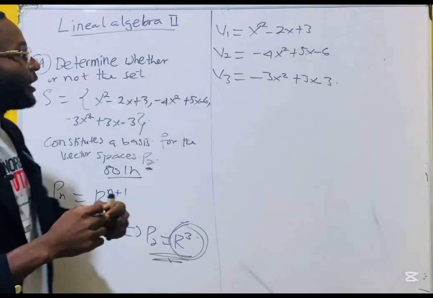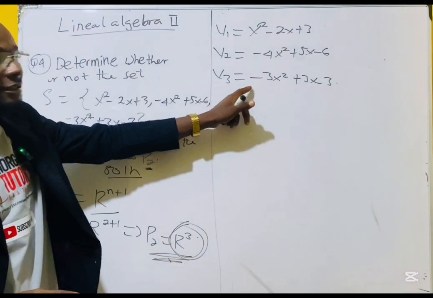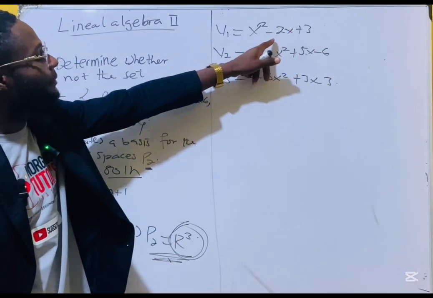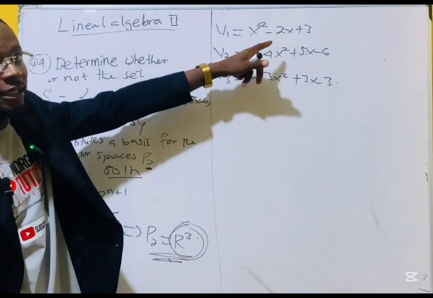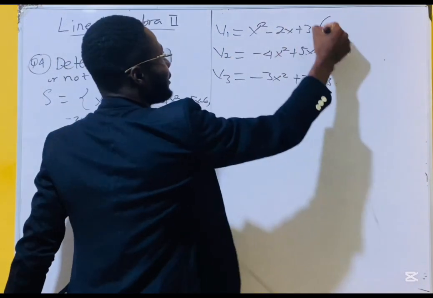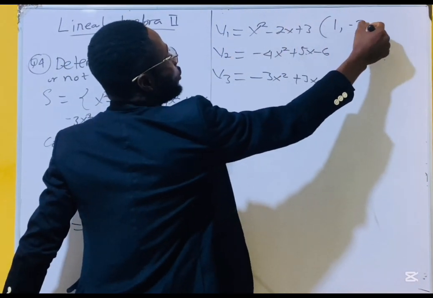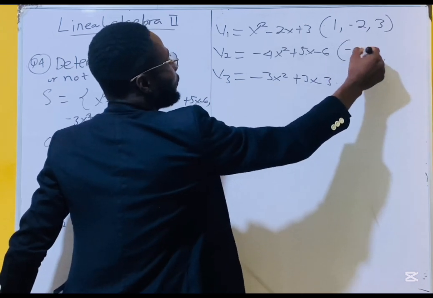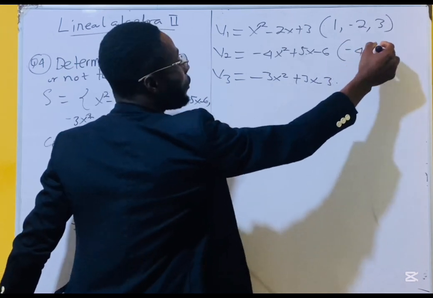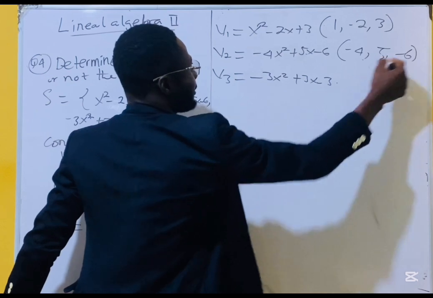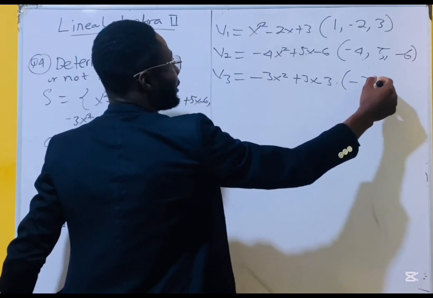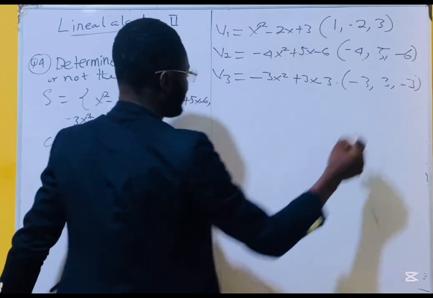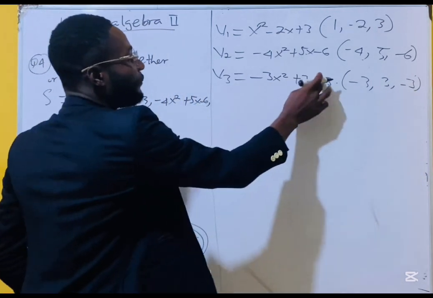Okay, so these vectors have spans, right? So we can see that this is 1, minus 2, and 3. And this is negative 1, negative 4, 5, and minus 6. And also this is minus 3, 3, and what? Minus 3.